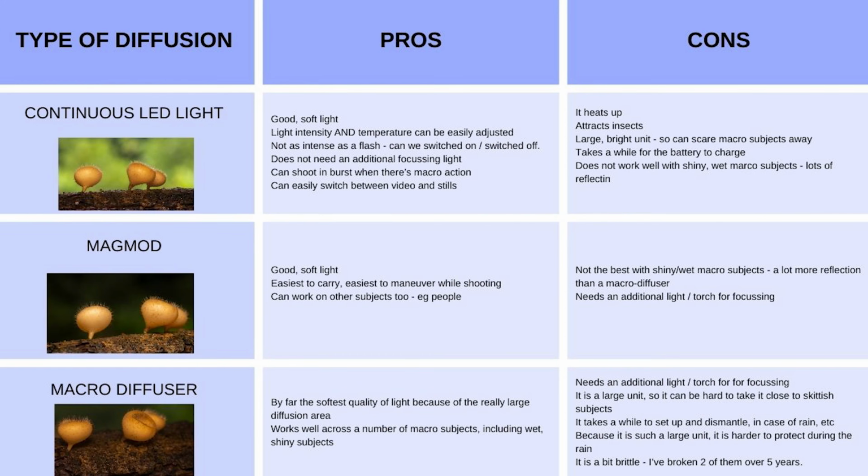The Magmod is easy to carry and quick to set up, though it does need an extra light for focusing. And the large macro diffuser gives by far the softest light, but it's also the bulkiest and not always easy to handle in the field. There really isn't one perfect solution. The choice depends on the subject, the conditions, and how much gear you're willing to carry.